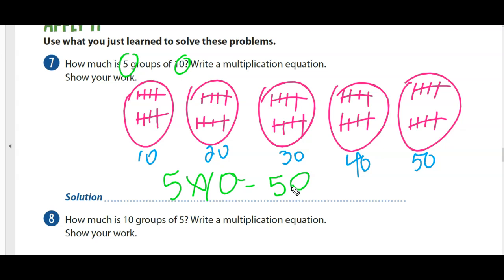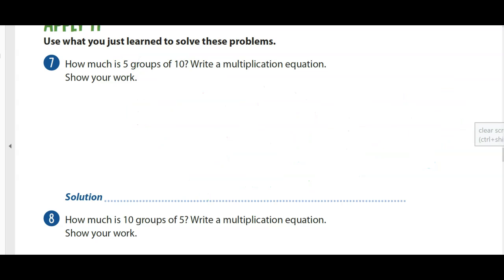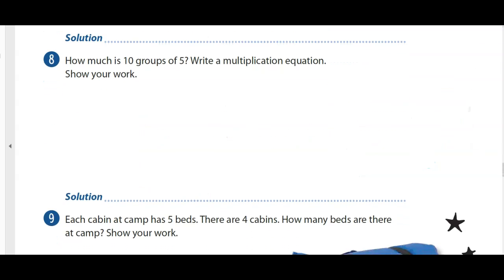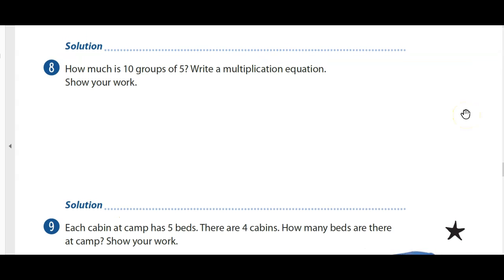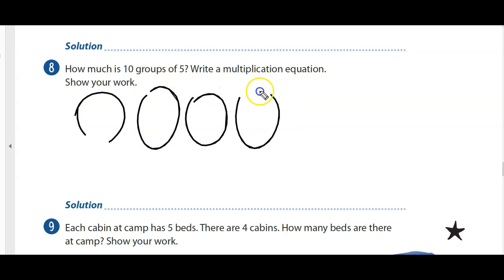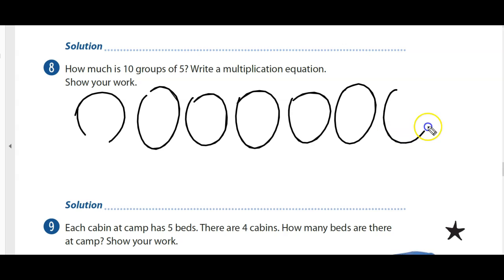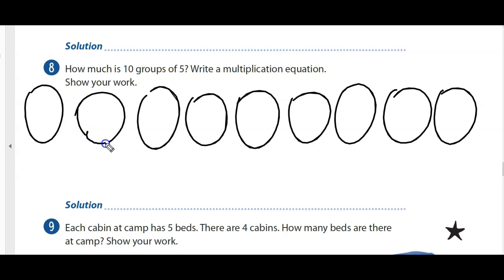Okay? Now they want 10 groups of how much each? 5. Now they want 10 groups of 5 each. So now I need how many groups now? 10. 1, 2, 3, 4, 5, 6, 7, 8, okay, 9. And I'll put 10 right here. 10. And how many in each one? 5.